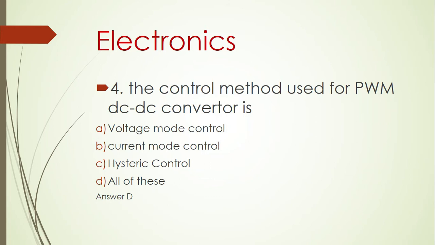The control method used for PWM DC to DC converter is A, voltage mode control, B, current mode control, C, hysteric control, and D, all of these. The control method used for PWM DC to DC converter is option D, all of these. Now let's move to another MCQ.